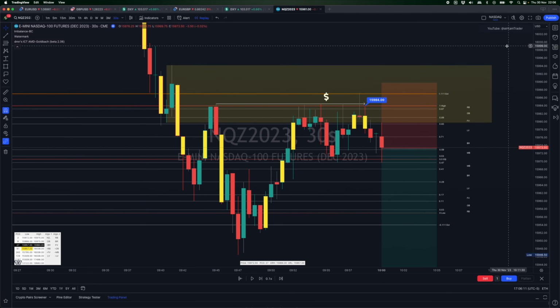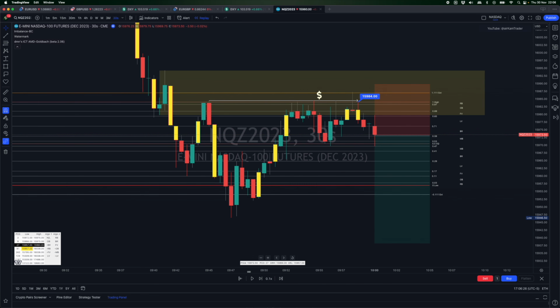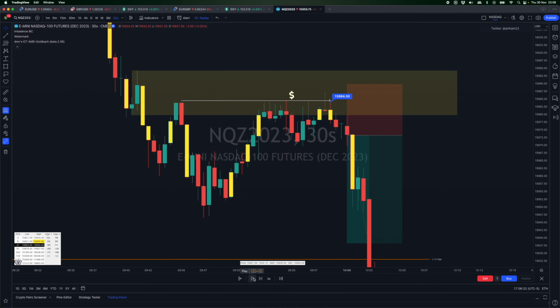He just needed a reason to get short, and this was his reason. Sweep liquidity into an order block. Swept it into the extension. We rejected from the high. Took his market order. Slipped here. And then he TP'd. Bang. Easy.